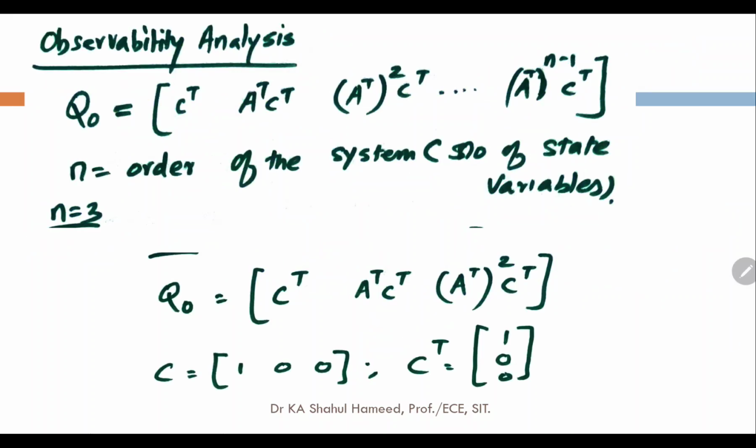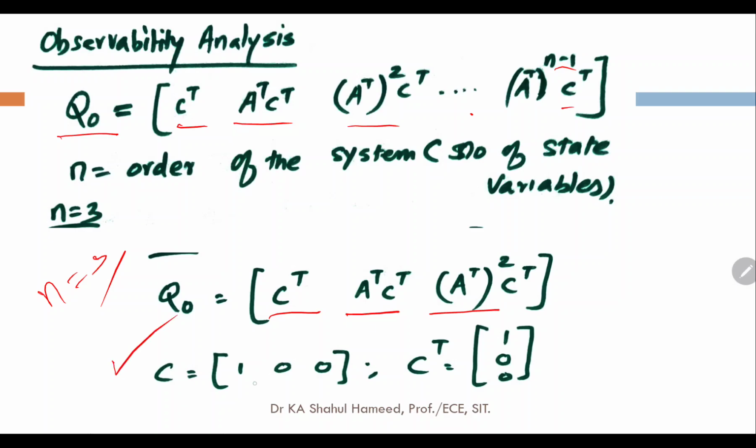Similarly, for observability analysis, we need to form the composite matrix QO, which is equal to C transpose, A transpose C transpose, A transpose square into C transpose, and it will go up to A transpose n minus 1 into C transpose. Here n is the order of the system. For this case, n is equal to 3. For that we have C transpose, A transpose C transpose, A transpose square into C transpose.